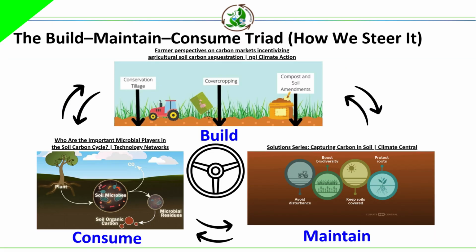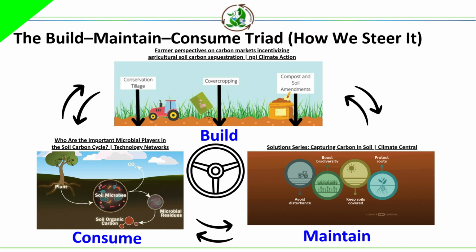We've talked a lot about the build, maintain, consume triad. Now let's see how we as managers can steer it. For build, add diverse carbon inputs. Cover crops, crop residues, clean compost or manure, and keep living roots in the ground for more of the year. More photosynthesis is equal to more carbon delivered below ground. For maintain, protect what you've built. Encourage crumbly aggregates, promote mineral associations, reduce disturbance, especially repeated or deep tillage, and keep soil covered to prevent erosion, overheating, and oxidation.